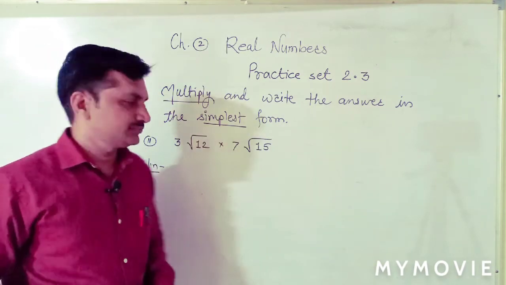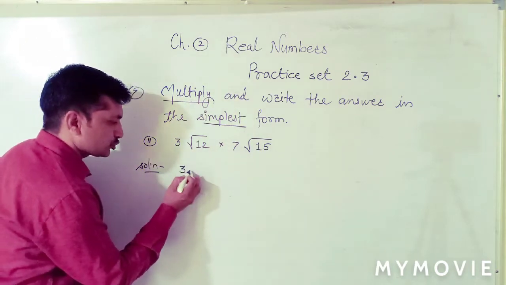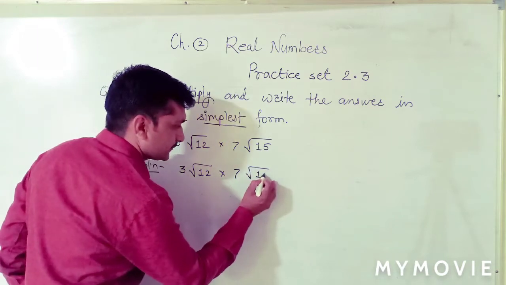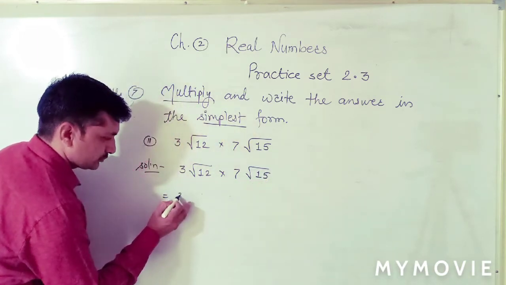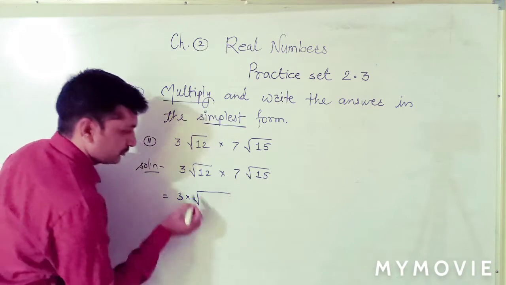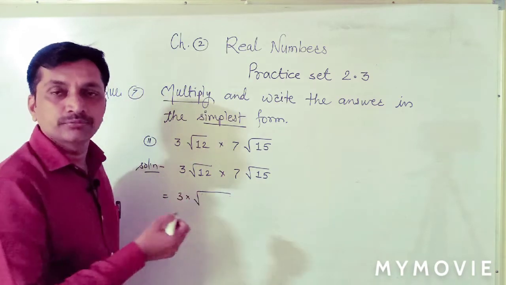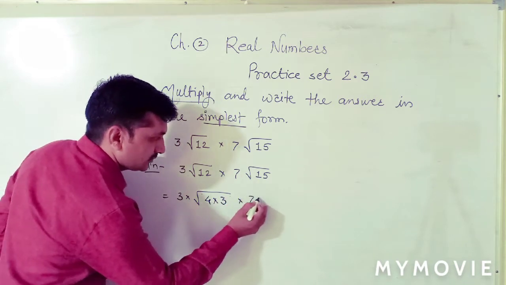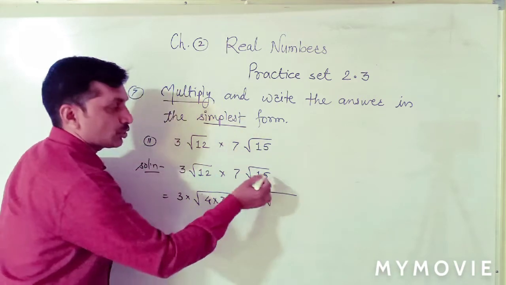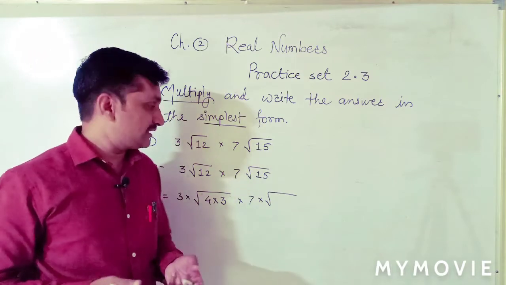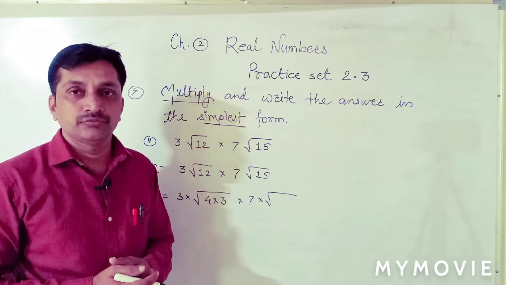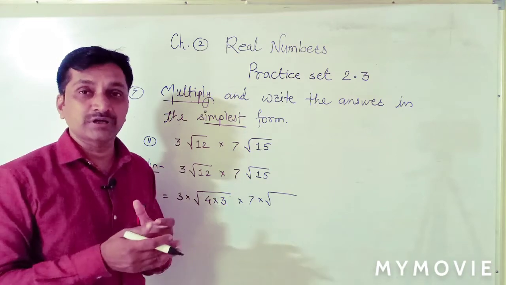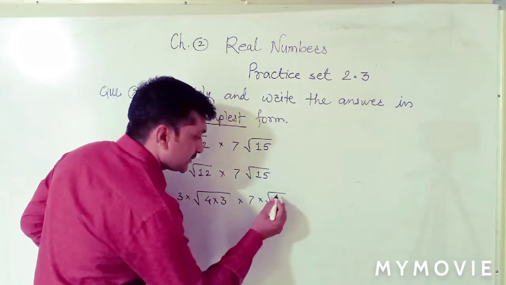Example number 2. 3 square root of 12 multiplied by 7 square root of 15 is equal to 3 multiplied by square root of, now again factors of 12, 4 3s are 12, multiplied by 7 multiplied by factors of 15. Now here 15 is irrational. We don't get a perfect square factor of 15. 5 3s are factors, but both are irrational. That's why write 15 as it is.